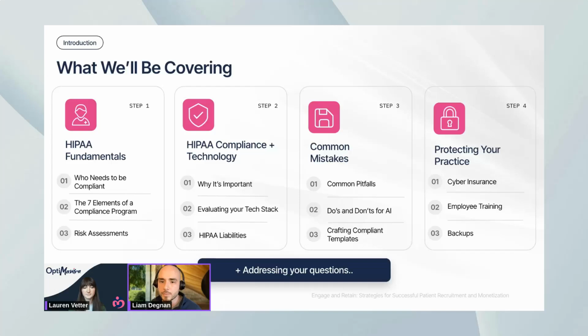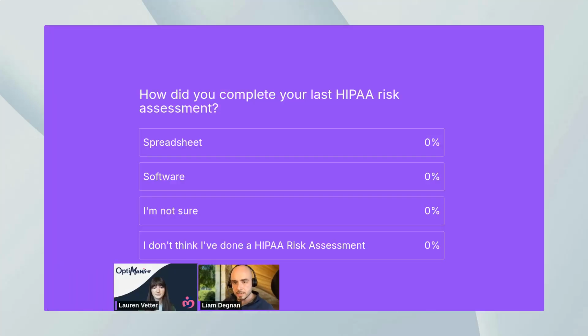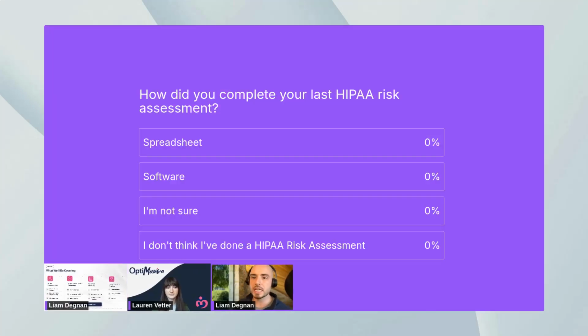I'm going to launch one or two more questions here. One of them is, when did you complete your last HIPAA risk assessment? This is an important one. It's part of what we'll be talking about as part of the fundamentals, but maybe you haven't done a risk assessment before, you're not sure, maybe you've used software in the past, maybe you're just doing this very manually right now on a spreadsheet.